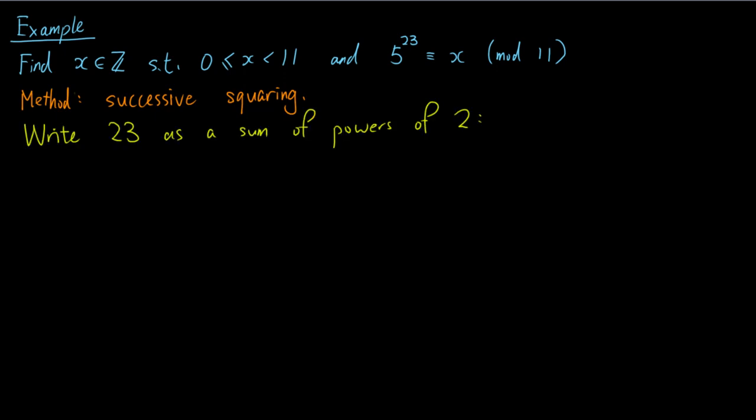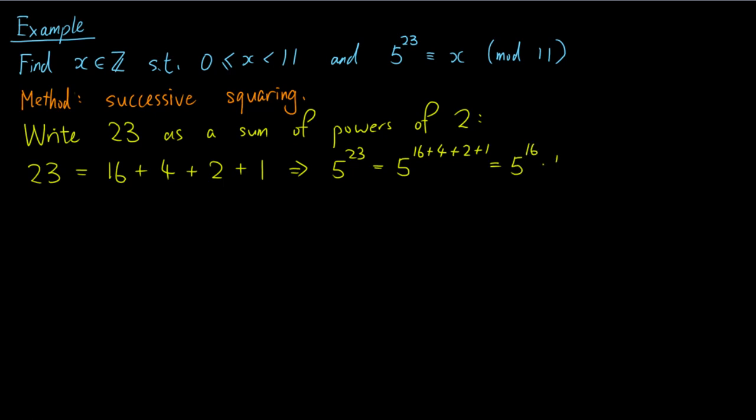We first write 23 as a sum of powers of 2, so we write 23 equals 16 plus 4 plus 2 plus 1. This implies that 5 to the 23 equals 5 to the 16 plus 4 plus 2 plus 1, which equals 5 to the 16 times 5 to the 4 times 5 squared times 5. Now, we can find these powers of 5 by squaring. Firstly, 5 squared is 25, which is congruent to 3 mod 11.